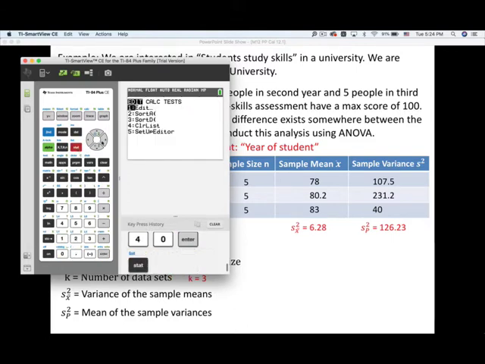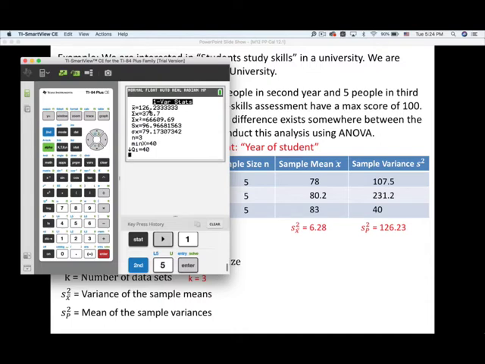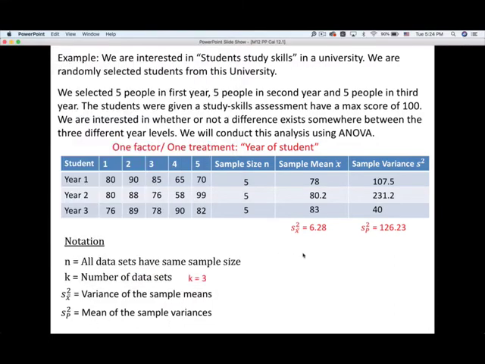Go to the stat, calc, second 5 for L5. You will see the sample mean, that will be 126.23. Or you could just add up these 3 numbers divided by 3, you're going to get the same answer. So this is how you use your calculator to find out all the details with the sample mean, sample variance, variance of the sample mean, and mean of the sample variance.